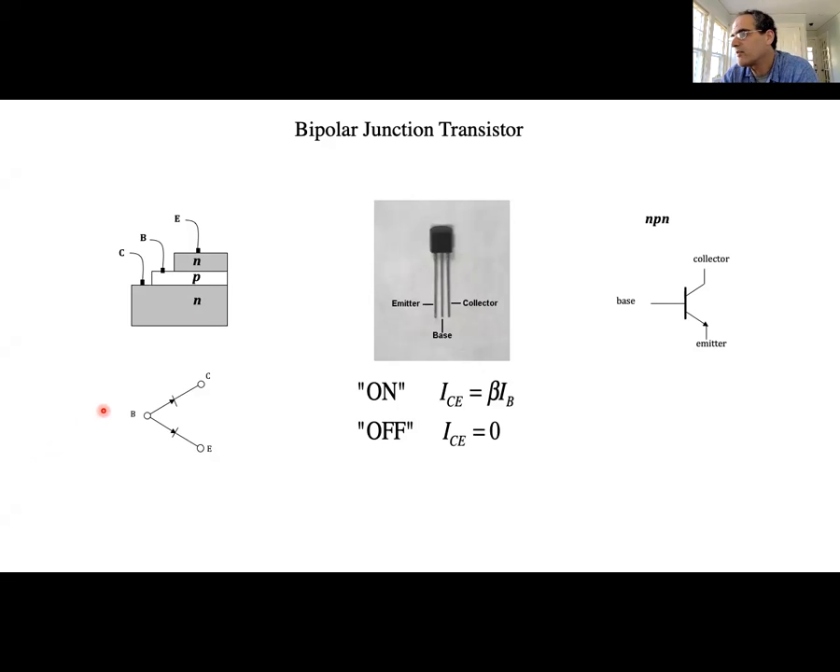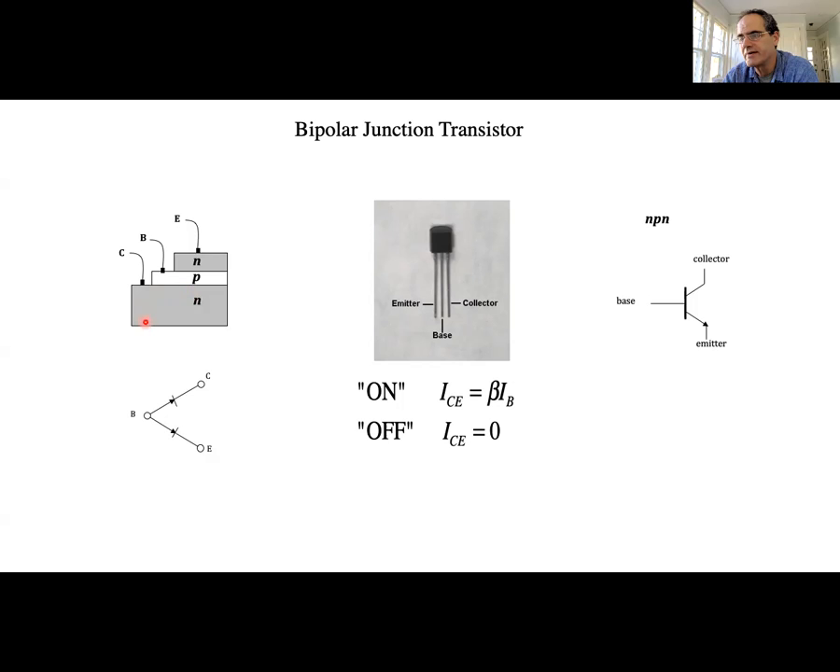So now we're going to talk about the bipolar junction transistor, which works on rather different principles than the FET. Here's how the structure of a bipolar junction transistor looks. This is one type called an NPN transistor. There's another type called PNP. They work in much the same way, so we'll focus on this one.